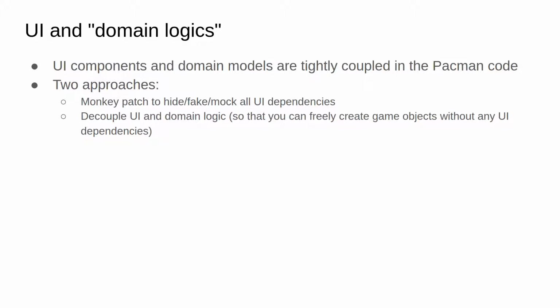So there are two approaches for this. If you want to do unit testing for our game, or mostly for UI applications, one is to monkey patch, to hide or fake or mock. You should remember the word mock, because we will use it again and again. So we do some patching so that we hide all the UI dependency. The other way is that you decouple all the UI and domain logic, so that you can run the game without any UI.